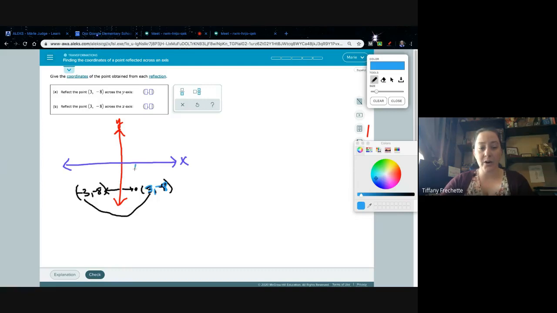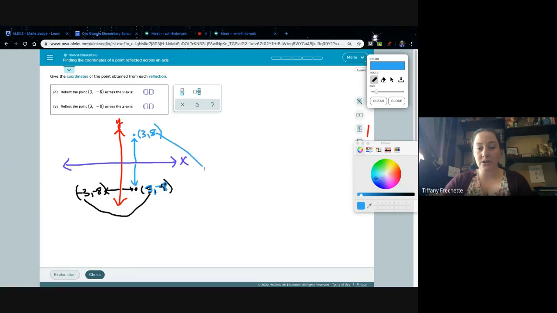So I need to figure out how far away is it from that line. So I had to come down to -8. So I want to go up to 8. But I still have to come over to 3. All I'm doing is flipping it over the line. So I'm going to go over to 3, and I'm going to go up to 8 instead of down.